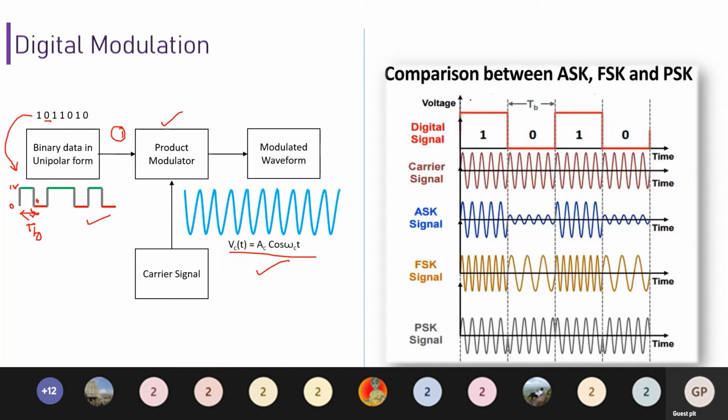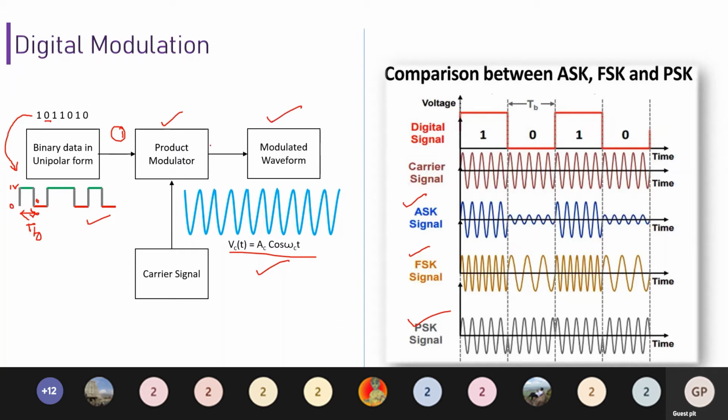Here come the types of digital modulation. As you can see in this diagram, it may be ASK, amplitude shift keying, frequency shift keying, or phase shift keying, whichever type of modulator we use. As the result, the output will be the balanced modulated signal, and this signal is called the modulated waveform.